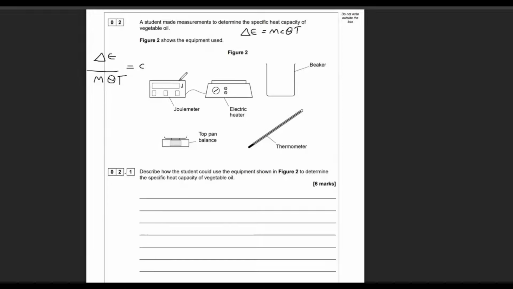So I need to calculate the energy. Guess what's going to do that? And I need to get the mass. Guess what's going to do that? And I need to get the change in temperature. Guess how we're going to find that? Let's piece it all together and let's go.